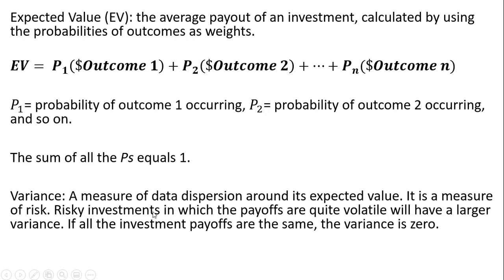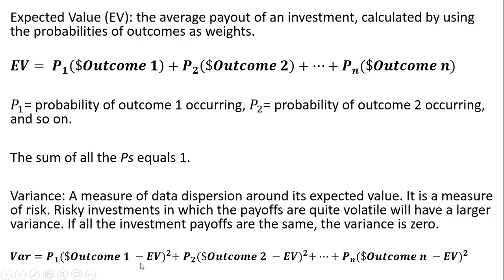And now let's talk about the variance. Variance here is a measure of data dispersion around its expected value. It is a measure of risk. Risky investments, in which the payoffs are quite volatile, will have a larger variance. If all the investment payoffs are the same, the variance would be 0. There would be no risk.